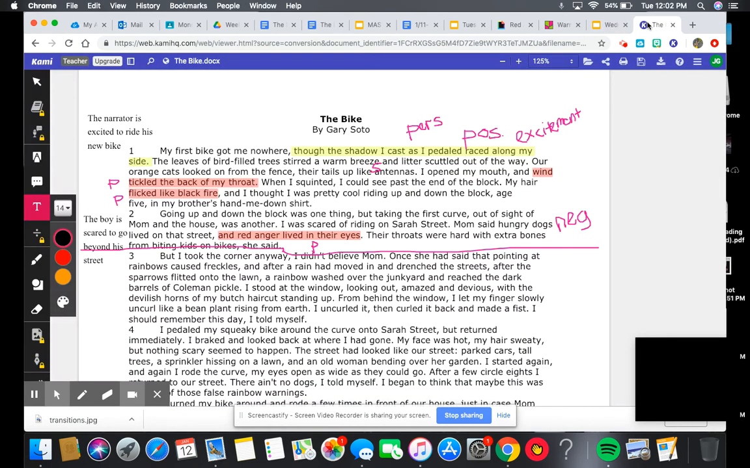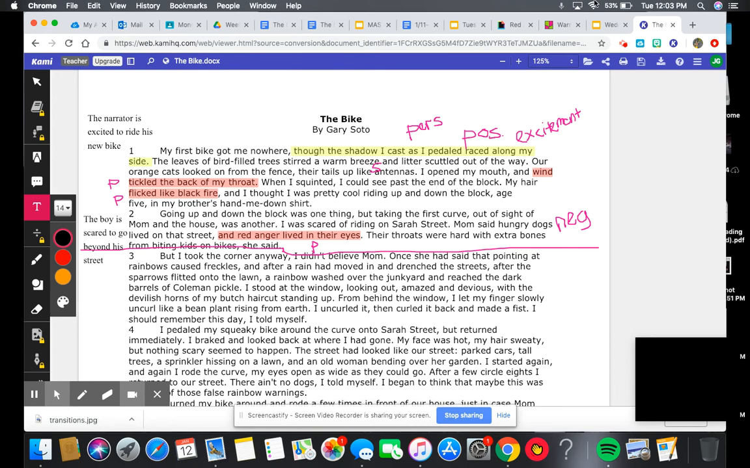I only did the first 2 paragraphs, but the story is called The Bike by Gary Soto. It is a memoir. Gary Soto writes a lot from his past experiences in his life. So this is a true story, but it's one of his memories from when he was little. If you'll notice, I did the first 2 paragraphs.